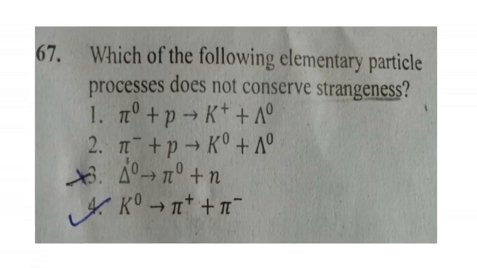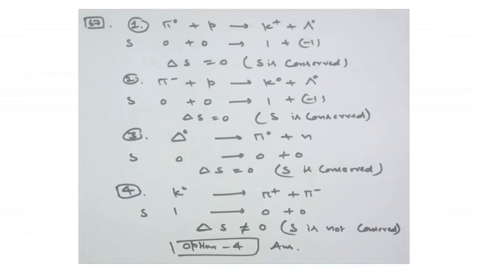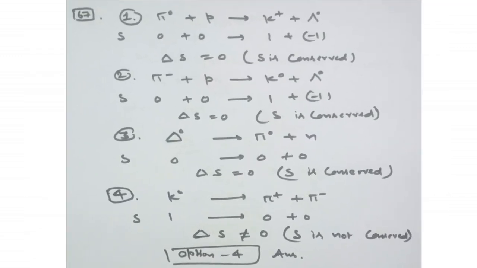Now question number 67 is: which of the following elementary particle processes does not conserve strangeness? Now here the first option and the first reaction is pi naught plus p, and the product is K plus plus lambda naught.